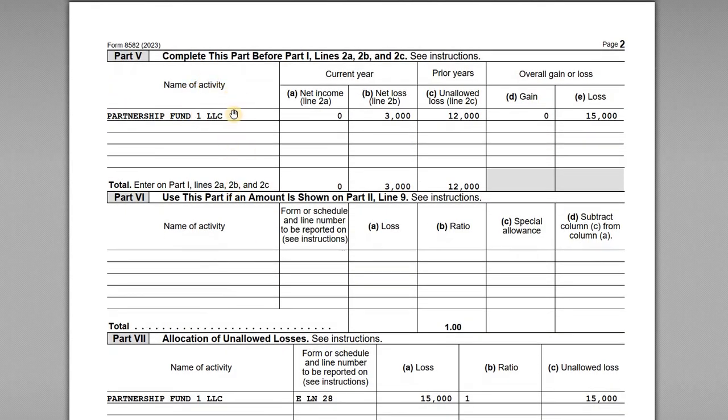So in part 5 here, we have Partnership Fund 1 LLC. We have the current year loss of $3,000 per that K1, and the prior year loss unallowed being carried forward is the $12,000. So notice we don't list Partnership Fund 2 here, and that's because although it was a prior year unallowed loss carried forward, it's no longer reported on the 8582 because we've freed up the losses. They're no longer being tracked on this schedule. So we have the $3,000 of loss for the current period.